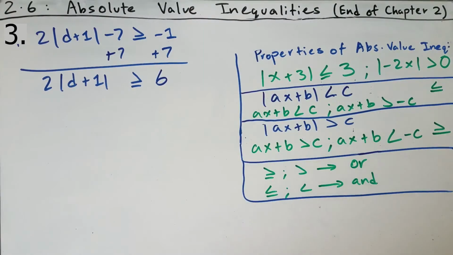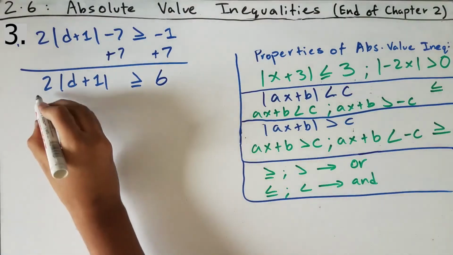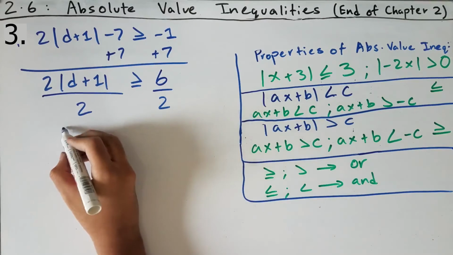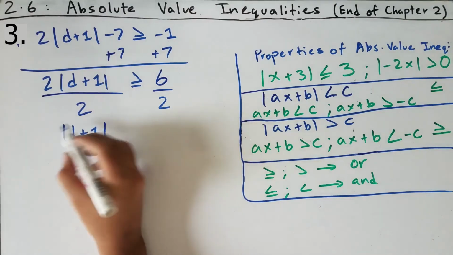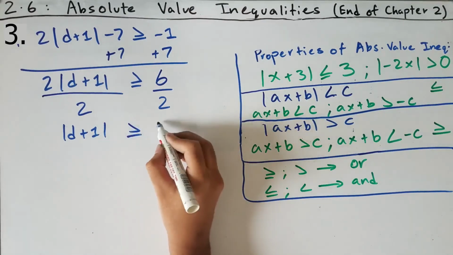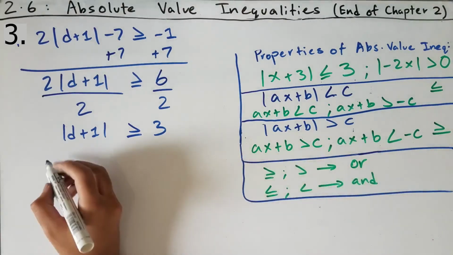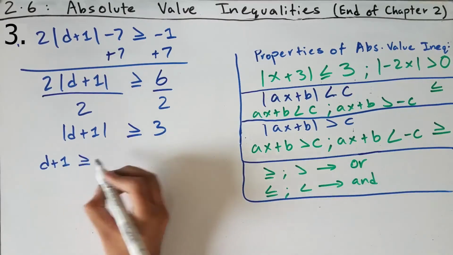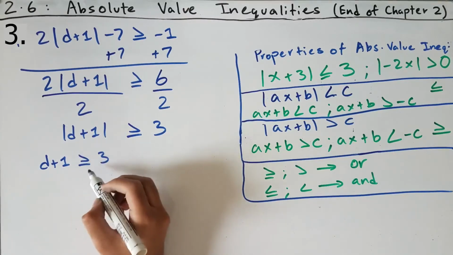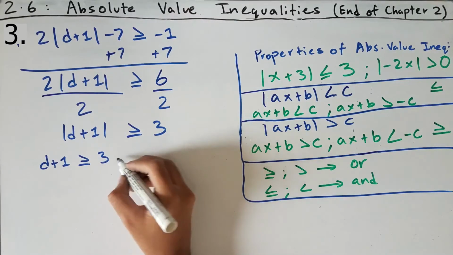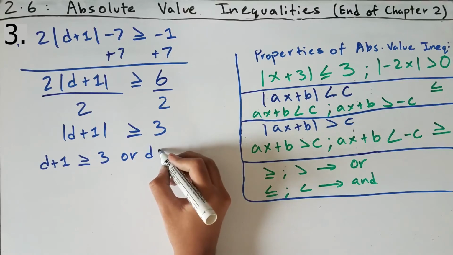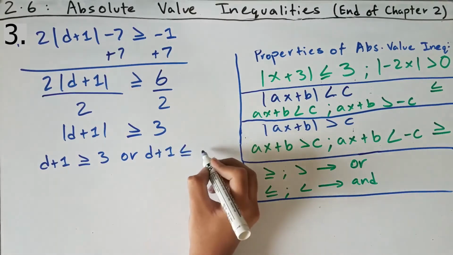And now from each side of the inequality, I can divide by 2. So 6 over 2 gives us 3, and here we're left with the absolute value of d plus 1 is greater than or equal to 3. By now, I think you know that we can use this property to get d plus 1 is greater than or equal to 3. And since it's greater than or equal to 3, it's going to be an OR inequality. So our second inequality would be d plus 1 is less than or equal to negative 3.